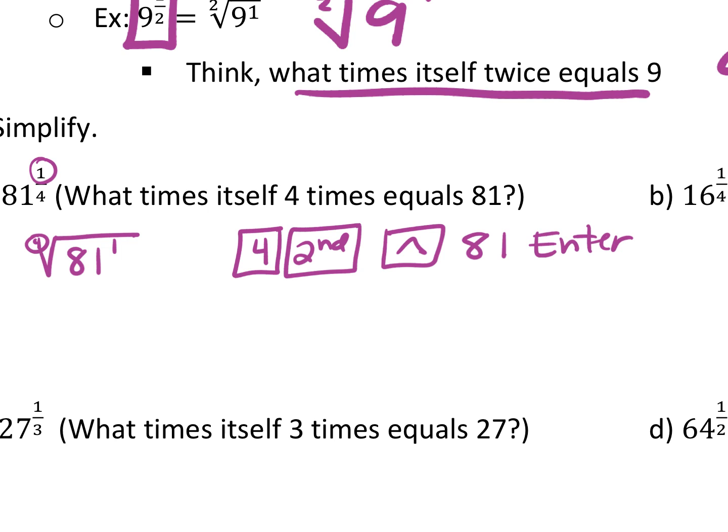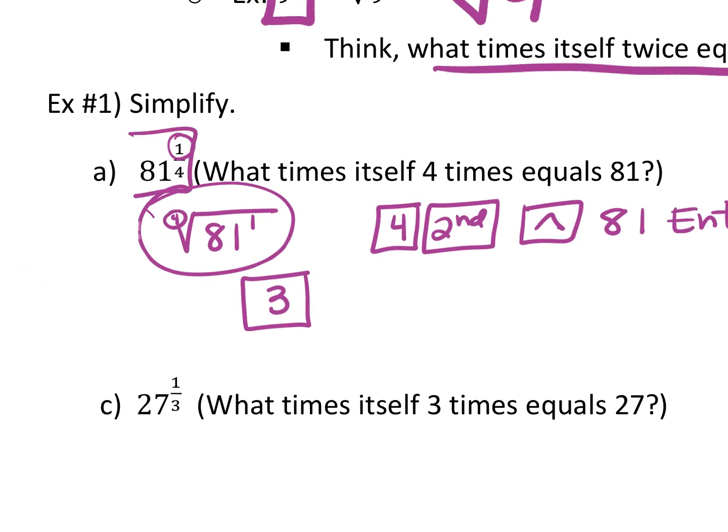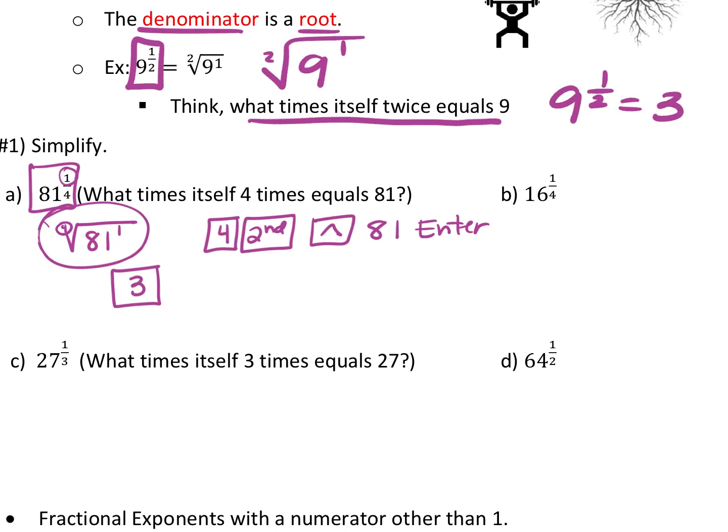Did you plug that in? I don't care if you think you know how to plug it in already. Plug it into your calculator right now. Okay? The fourth root of 81 is what? 3. So 81 to the 1/4 power is 3. What times itself 4 times gets you 81? That is 3.